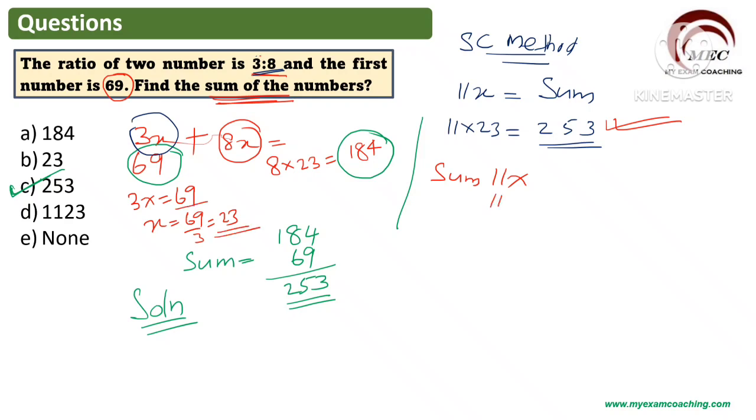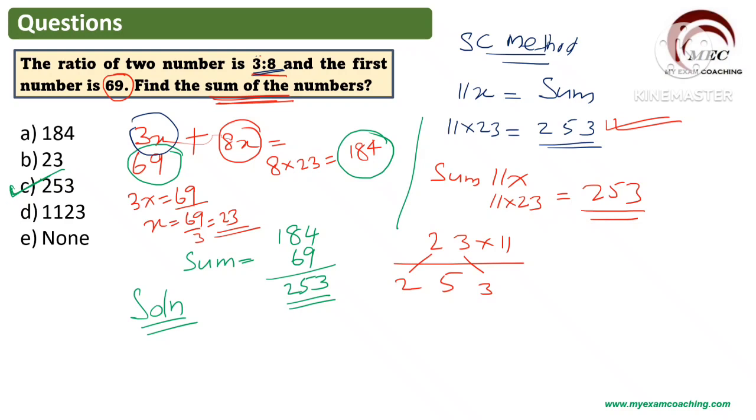So multiply 11 into 23. How will you multiply a number by 11? That we have already seen in the shortcut methods. 23 multiplied by 11: put this 2 here, put this 3 here, and 2 plus 3, 5, in the middle. So 253 is the answer.